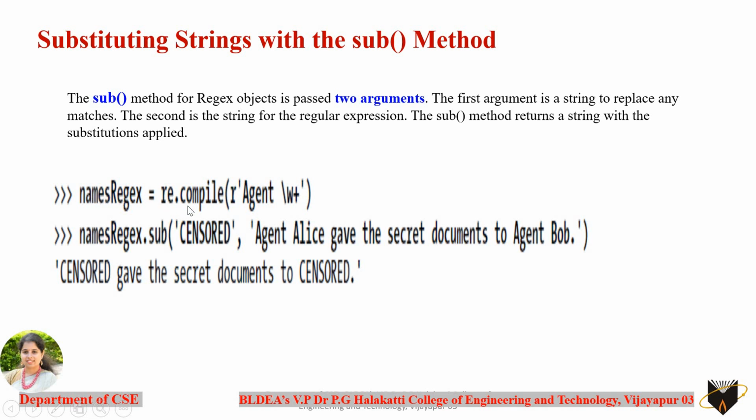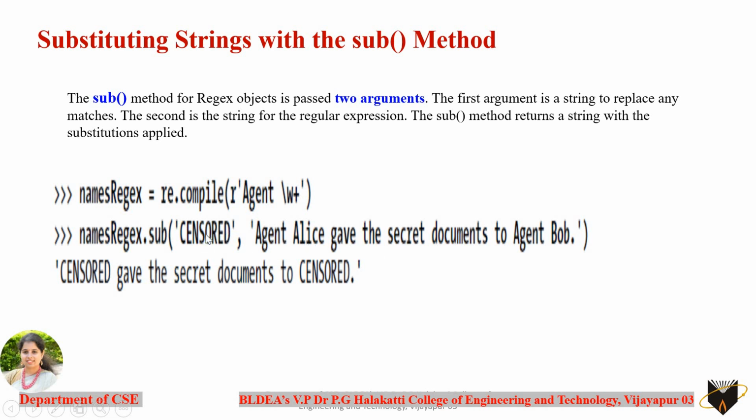As an example, you can see we have designed a pattern: agent, followed by a space, followed by \w. If you remember, \w is one character from the keyboard, followed by the plus symbol, that is one or more occurrences. This is the pattern designed with the compile method. In the next line, for this pattern, we are not using the search or the findall method. Instead, we are directly using the sub method, which takes two arguments.